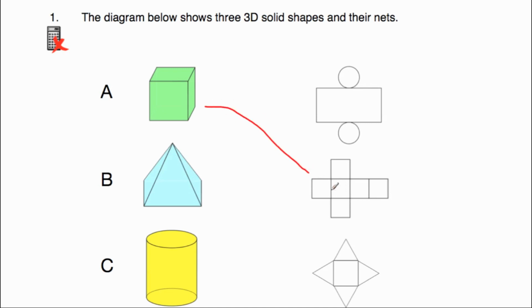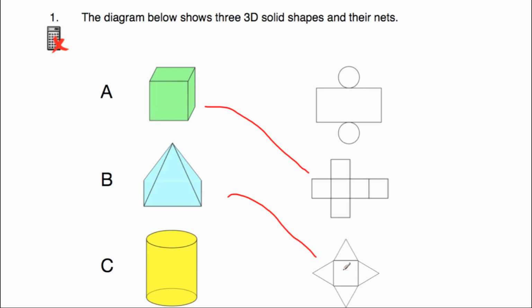If we start off with the base, then you've got your 4 sides which would fold up, and then this side would fold over to be the top. Then we've got this shape here, which is a square base pyramid. It's got a square on the bottom, and then 4 triangles that fold up to meet at the top. So that's going to be this net here.